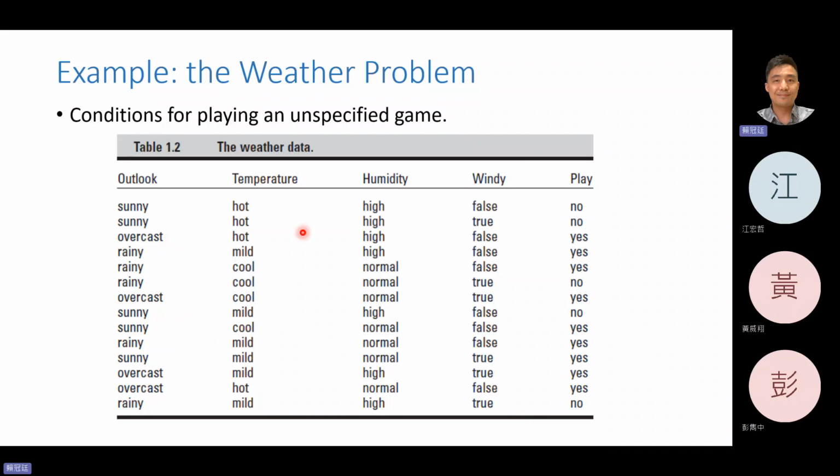And the second feature is temperature. Temperature is hot, mild, or cool. And then humidity. Humidity only has two options, high and normal. And windy, false or true. And the final prediction is binary: whether the game will be played or not. This is a simple weather problem data set.